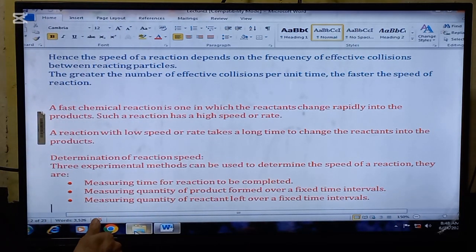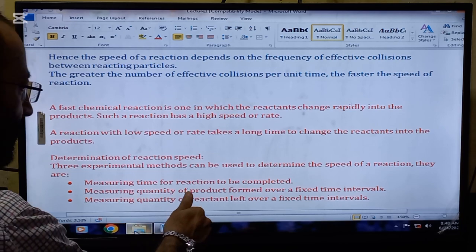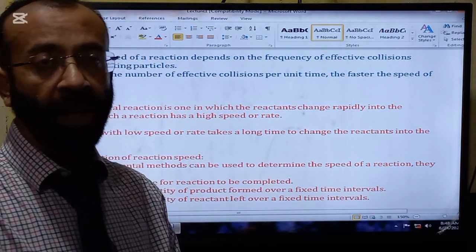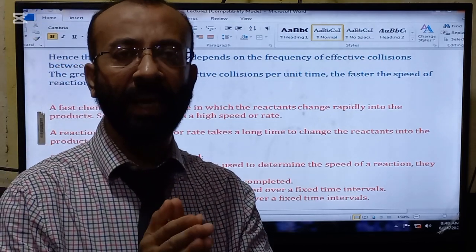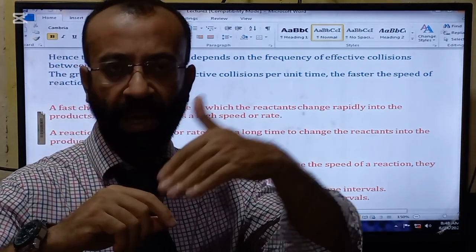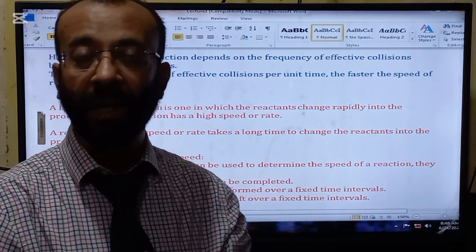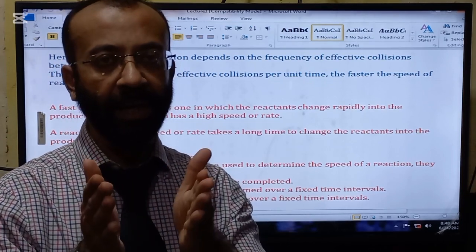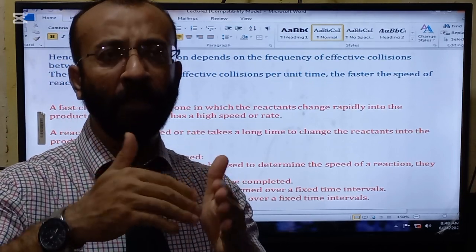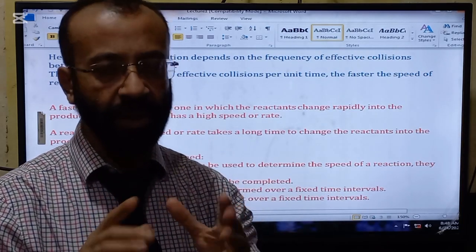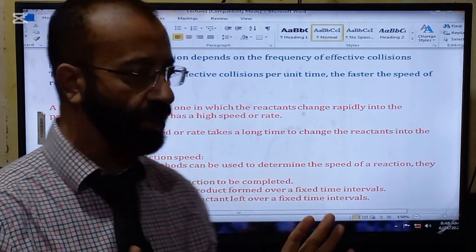They are: number one, measuring time for the reaction to be completed. So this is number one. A chemical reaction which takes less time to complete definitely will be called a fast chemical reaction, and a chemical reaction which takes more time to complete definitely will be called a slow chemical reaction.